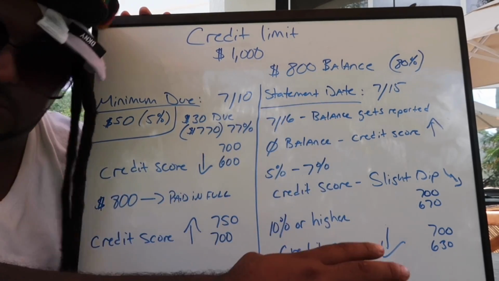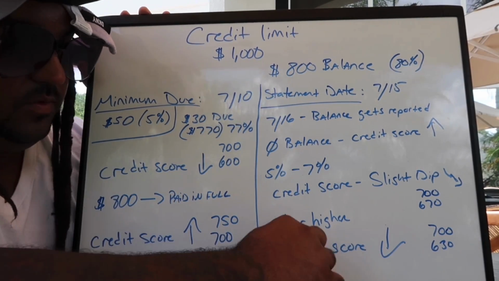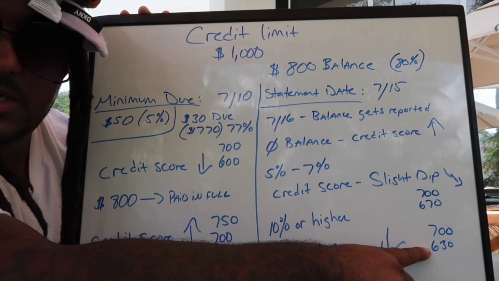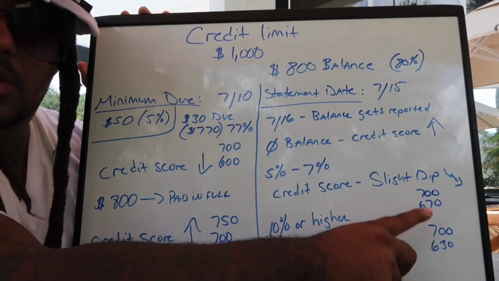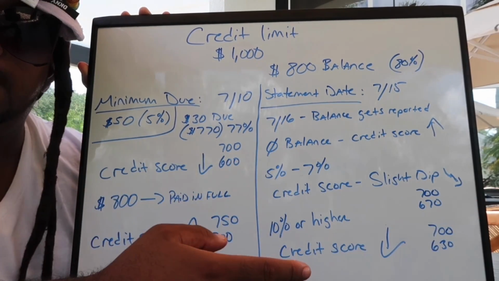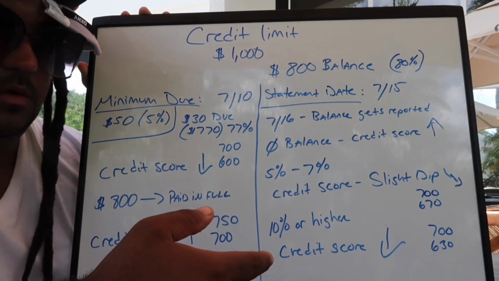But again, just for context. If you carry 10% or higher, let's say you're at a 700, you may drop to a 630. And that will fluctuate based on how much you're carrying over.